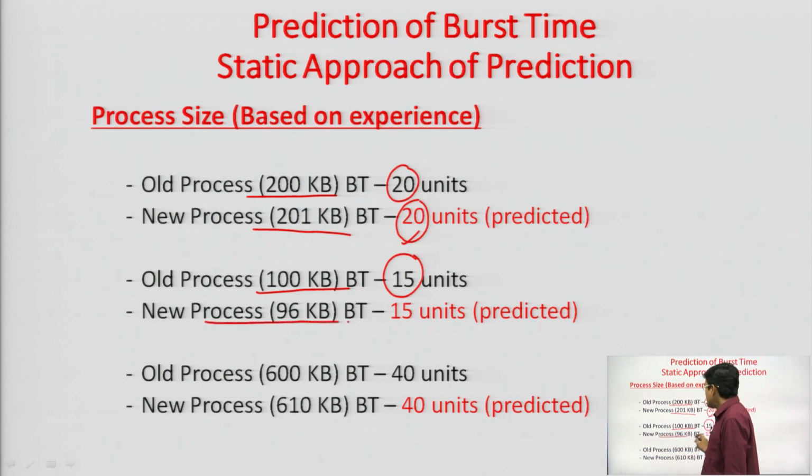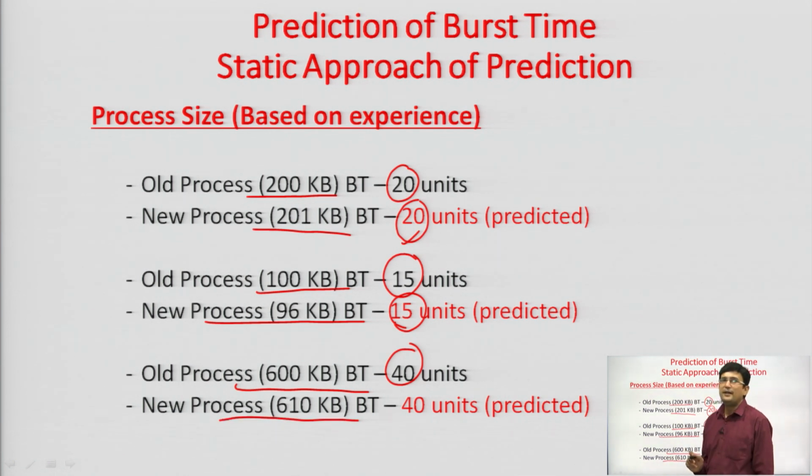Similarly, if the new process is coming of 96 kilobyte, which is very near to the size of 100 kb, then the size of the predicted burst time is 15 units. Take another example. If the old process was of 600 kb and the burst time was 40 units, so the new process of 610 kb which is coming, and we have to predict the burst time for this process, is predicted as 40 units. So, the burst time prediction of the 610 kb process by the operating system is 40 units.